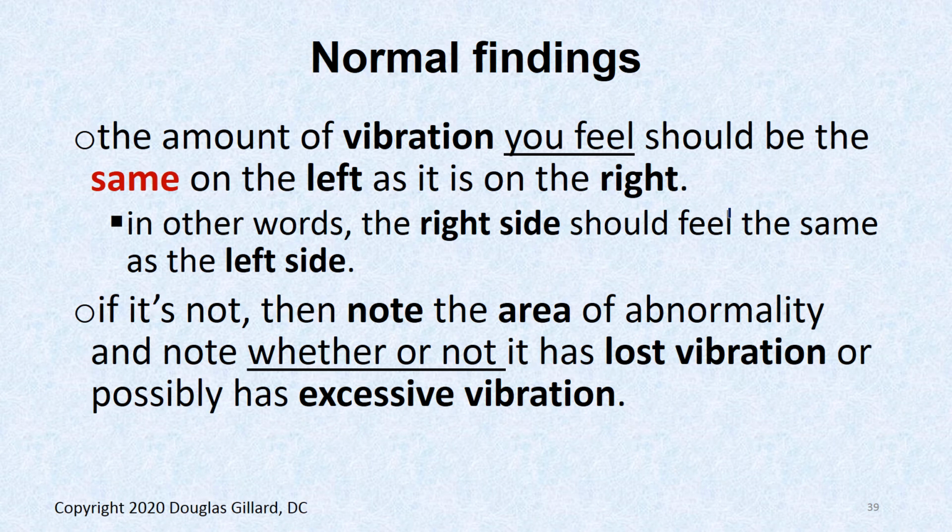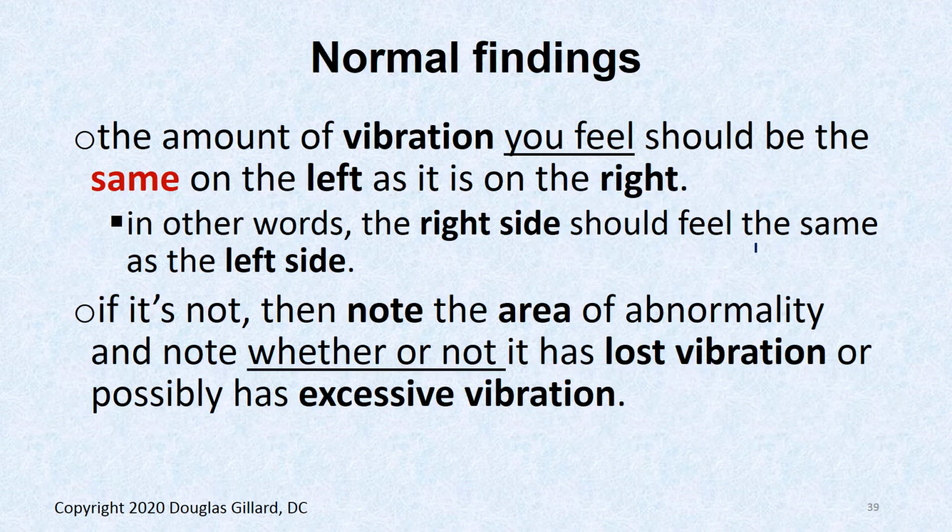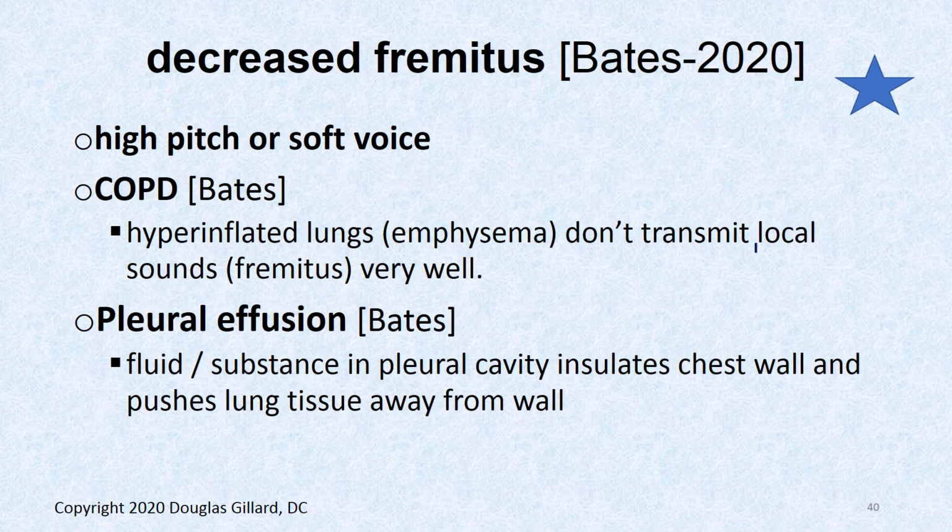Okay, so what's a normal finding? You should feel the exact same vibration in the right hand as you do in the left hand. By the way, this is a little different. It used to be using one hand only, and now you can use two hands. Both of the two board books, Seidel and Bates, both have it now as doing comparison with both hands. So it should be the same amount of vibration. If there's no vibration or there's excessive vibration, that's a problem, and you should note that.